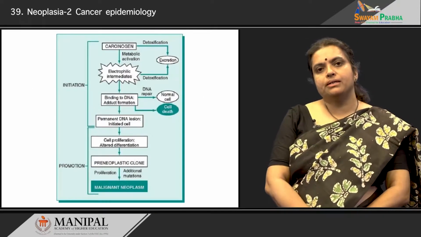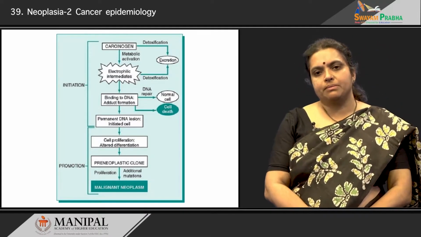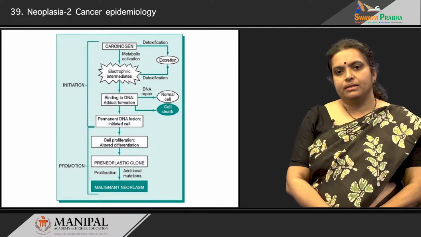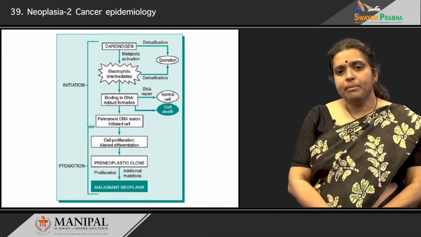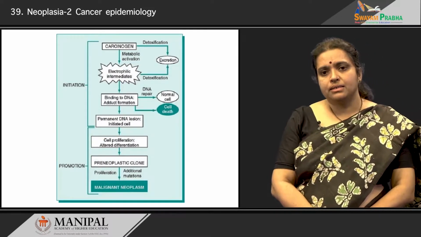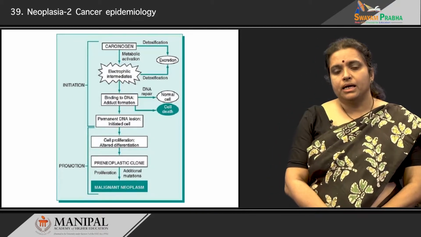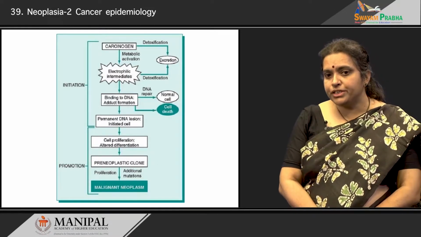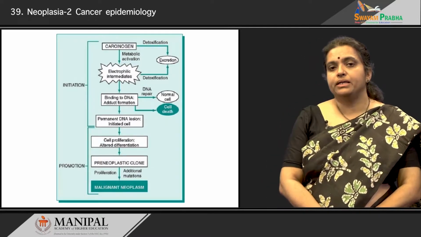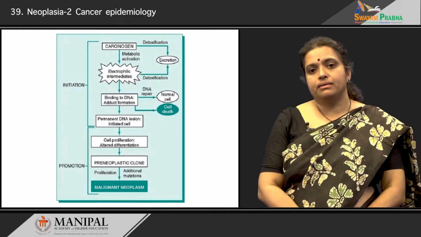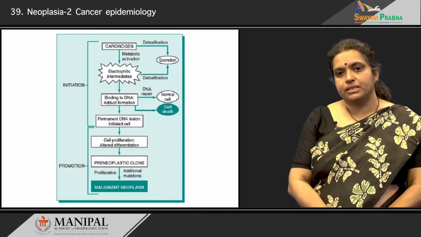So, this is a picture that shows the two processes. You have a carcinogen which gets metabolically activated, and the active ingredient is the electrophilic intermediates, and they bind to the DNA, forming the adduct, and that forms a permanent DNA lesion or a mutation. And if these cells undergo proliferation, they form a pre-neoplastic clone which ultimately forms a malignant neoplasm. The first part of this process is known as initiation, and the second part is known as the promotion.